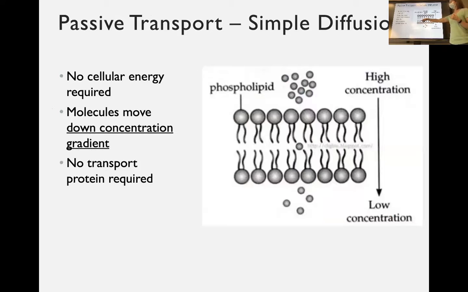I'm going to skip down to the 3rd bullet point here. No transport protein is required. We just talked about that. These are nonpolar molecules. They don't need a happy channel to get through. They don't need a tunnel to go through that phospholipid bilayer. They can just go right through without any issue.